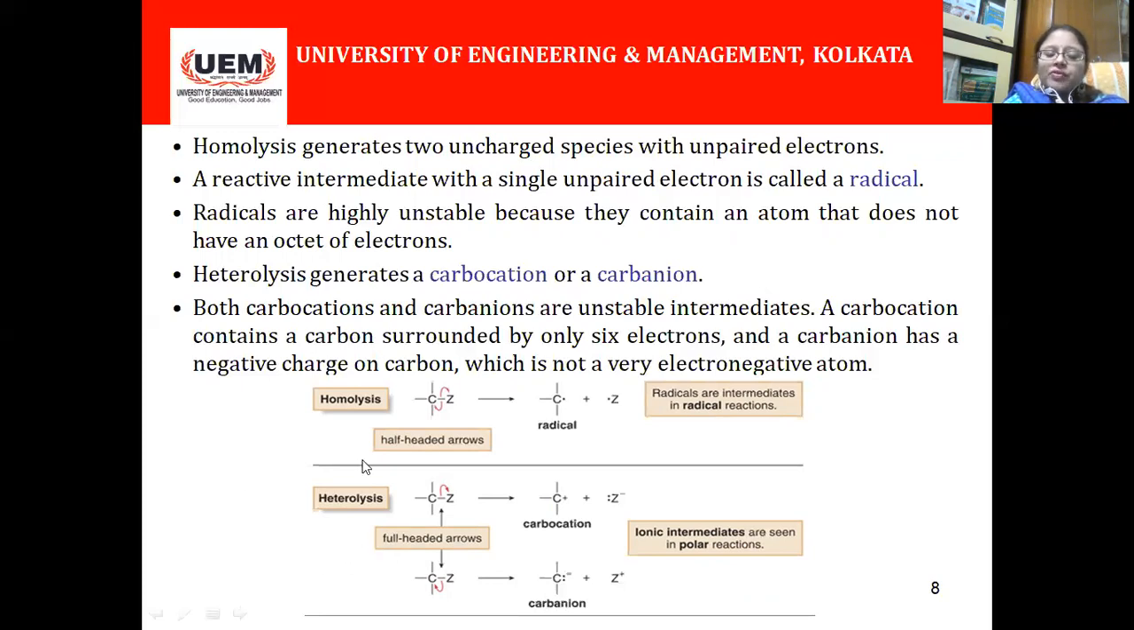Now, in case of heterolysis, what is happening? One is getting more electrons, one is getting fewer electrons. So, there may be generation of carbocation or carbanion. Carbocation means carbon containing a positive charge. So, it is called carbocation, and again it does not fulfill the octet. So, it is seeking electrons. And carbanion means it is having one lone pair of electrons. Carbon containing a negative charge is called carbanion.